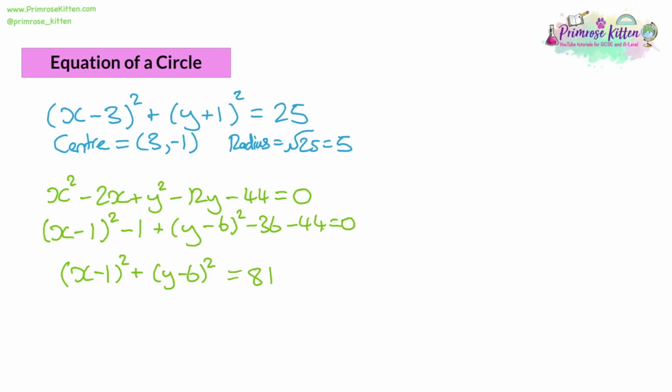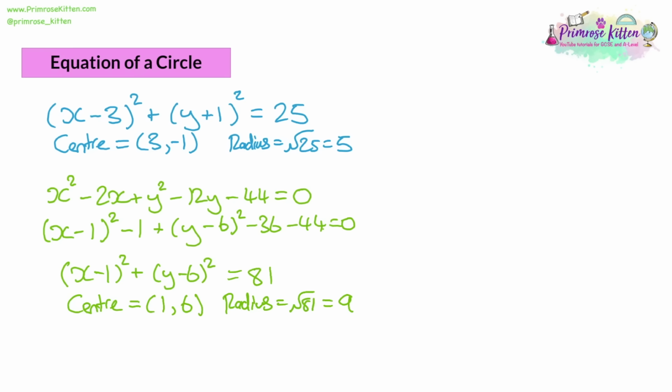That means that now we can figure some things out about this. So we know that the centre is going to equal 1, 6. Again, the sign's been reversed. And the radius is going to be the square root of 81, which is 9. So that's how we use the equations of circles.